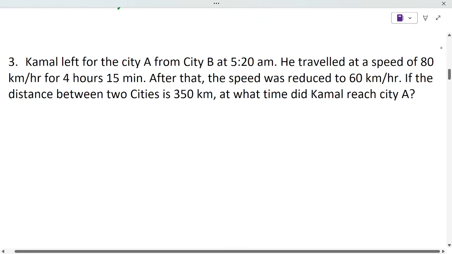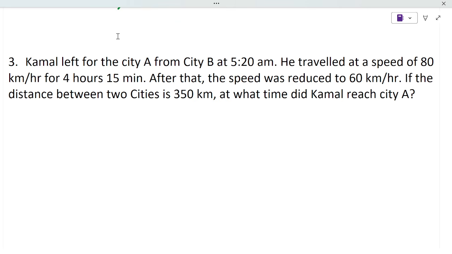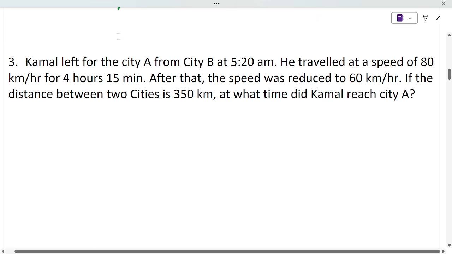Okay, next one. Kamal left for city A from city B at 5:20 am. He travels at a speed of 80 km per hour for 4 hours and 50 minutes. Alright, this one will be interesting. After that, the speed was reduced to 60 km per hour.